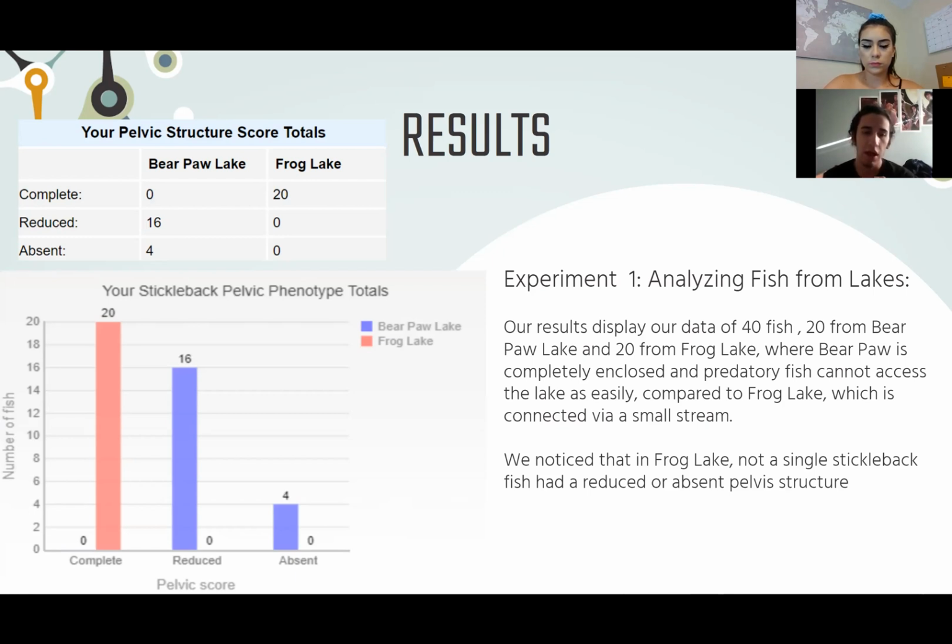What does this mean? This means that the fish that are isolated within Bear Paw Lake have become genetically different from the ones in Frog Lake. They don't need their pelvic structure. It has basically evolved out. It's in the process of being lost through evolution.